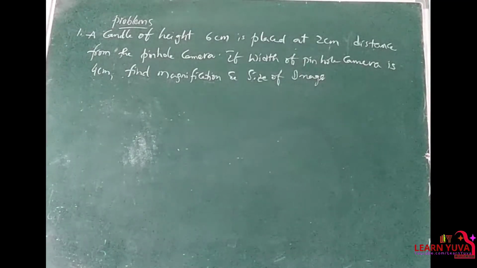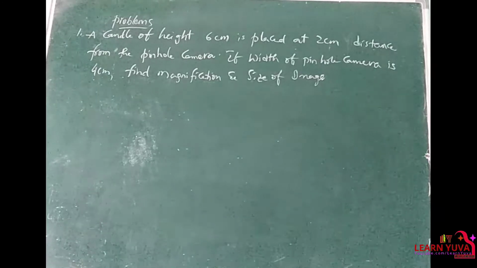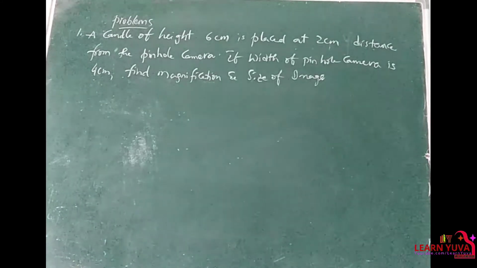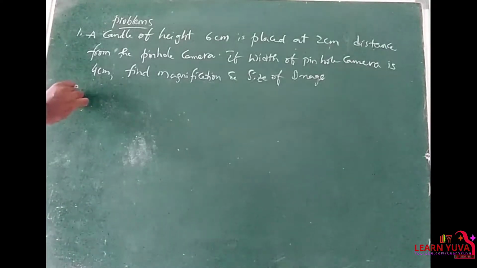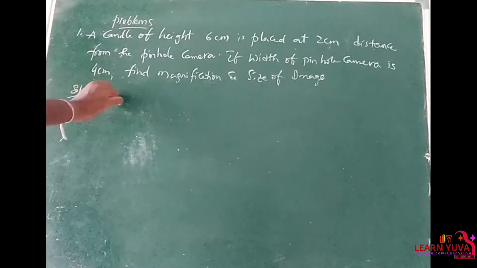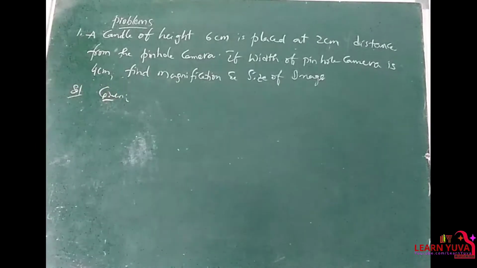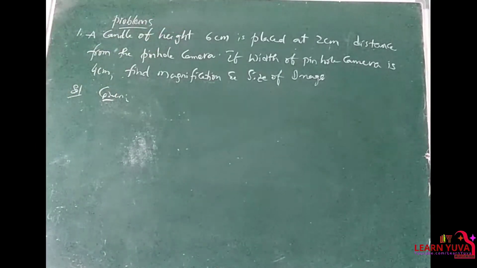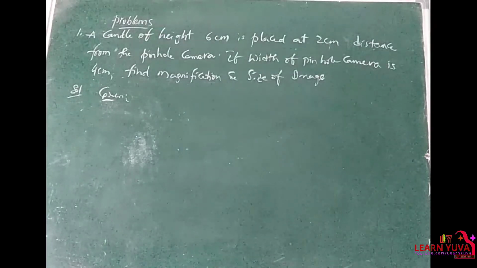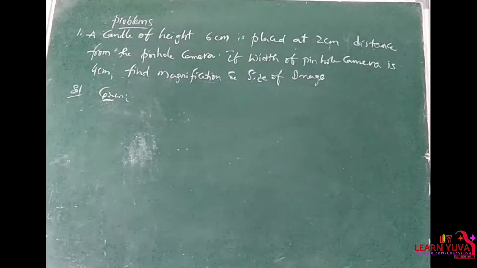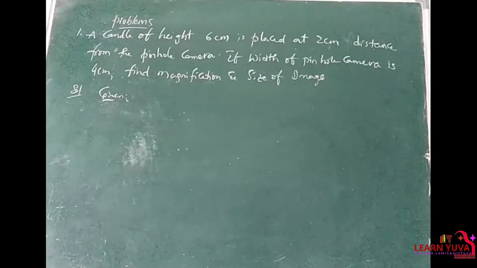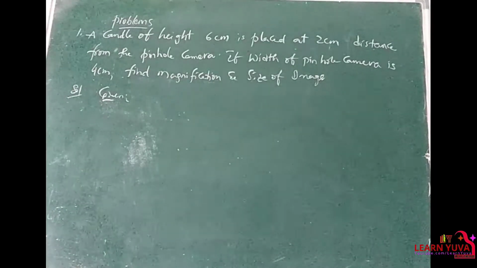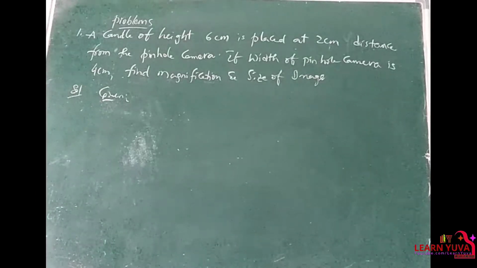So, continuation from the problems on magnification. The given data is: a candle of height 6 centimeters is placed at 2 centimeters distance from the pinhole camera. If the width of the pinhole camera is 4 centimeters, find the magnification and size of the image.